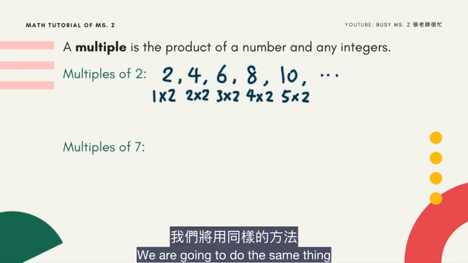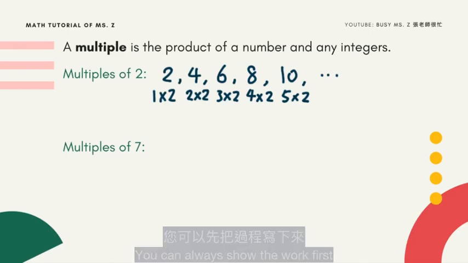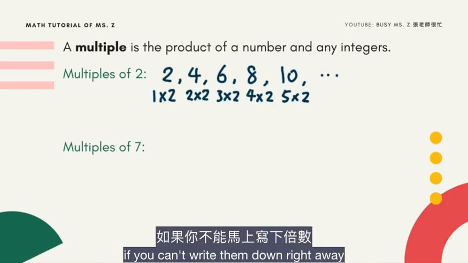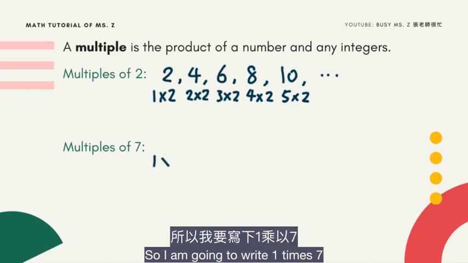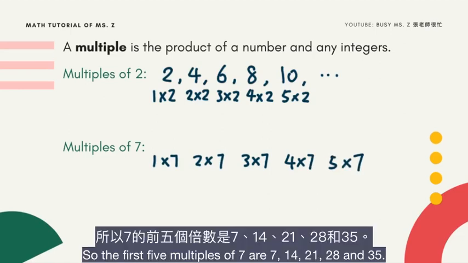So we are going to do the same thing for multiples of 7. You can always show the work first if you can't write them down right away. So I'm going to write 1 times 7, 2 times 7, 3 times 7, 4 times 7, 5 times 7. So the first 5 multiples of 7 are 7, 14, 21, 28, and 35.